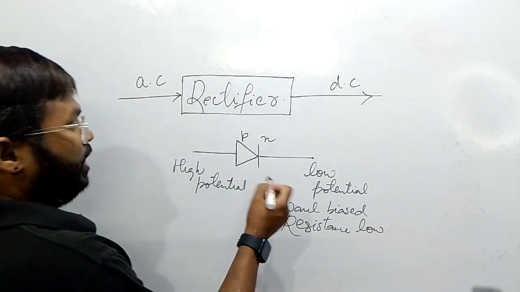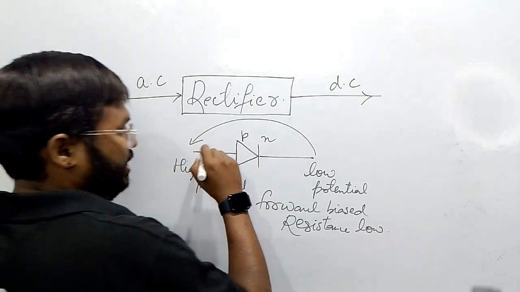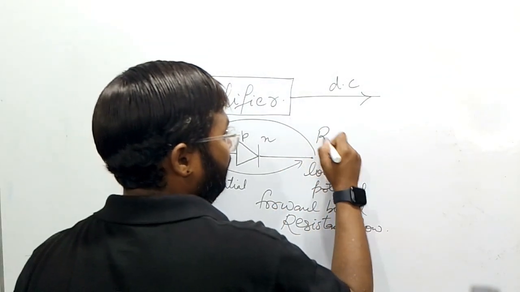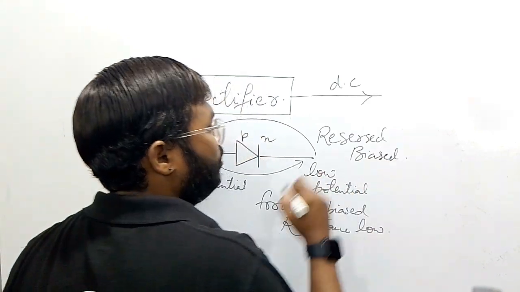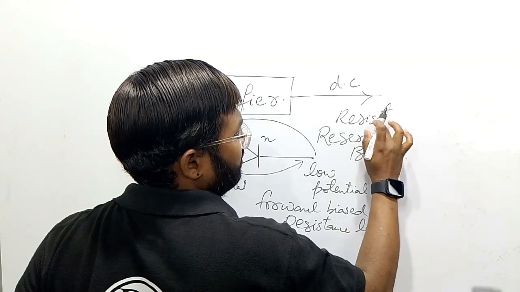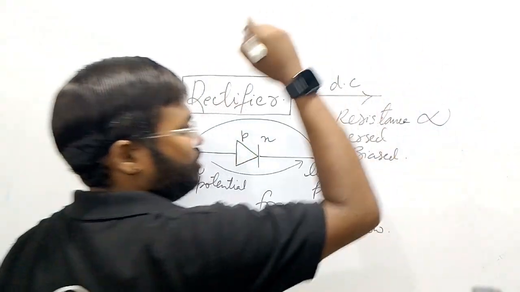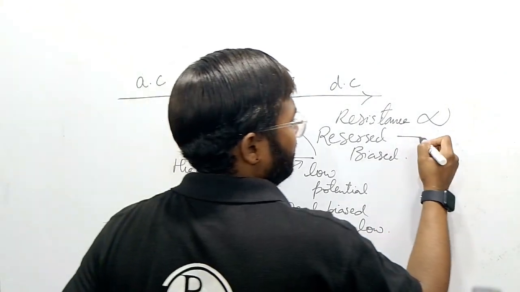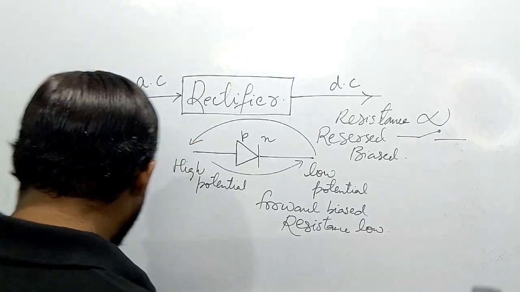In the other way, when we exchange this, like we put low potential here and high potential here, then it acts as a reverse bias. Here the resistance is infinity. Got it? So that's why it acts as an open circuit. Clear? Okay, let me go forward.